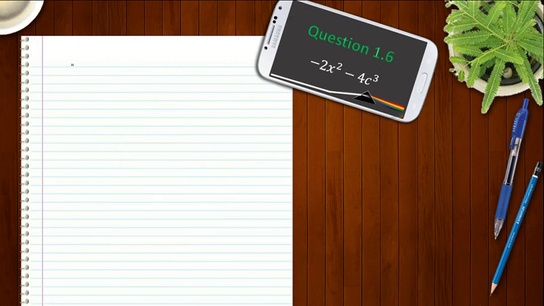Question 1.6: minus 2x squared minus 4c to the power of 3. So once again, we can take out a negative. Then 2 and 4, highest common factor is 2. And then there's an x squared and a c to the power 3. So neither one: this one doesn't have an x to take out, and the first term doesn't have a c to take out. So therefore, we can't take out either. And then we can open our bracket.